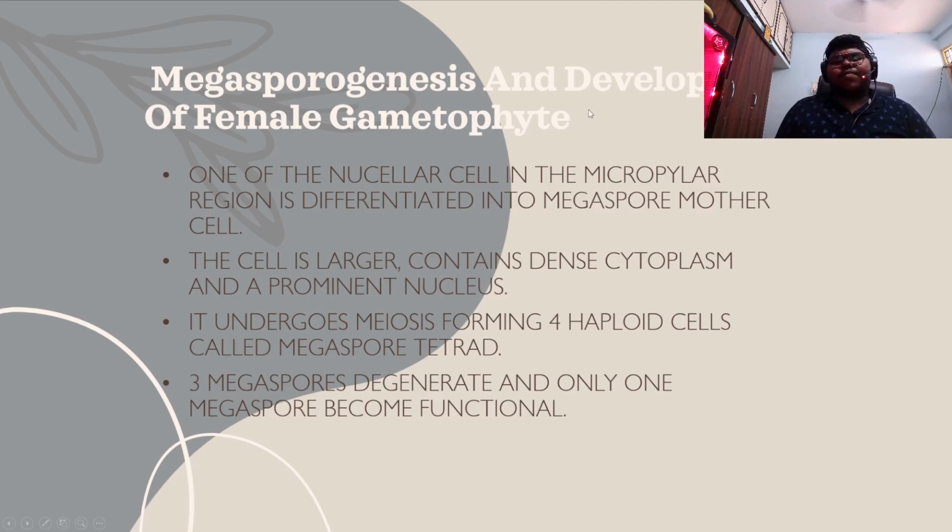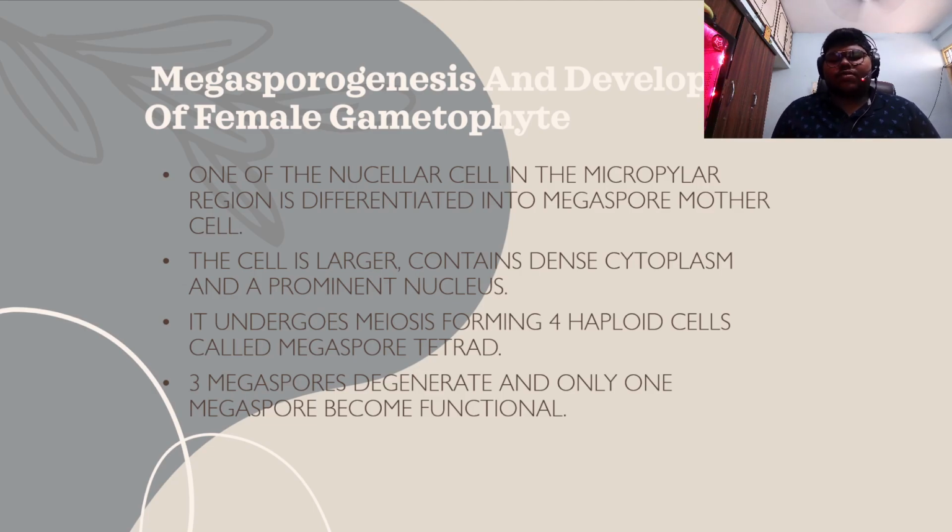Megasporogenesis and development of the female gametophyte. One of the nucellar cells in the micropylar region differentiates into the megaspore mother cell. The cell is larger, contains dense cytoplasm and a prominent nucleus. It undergoes meiosis, forming four haploid cells called a tetrad.